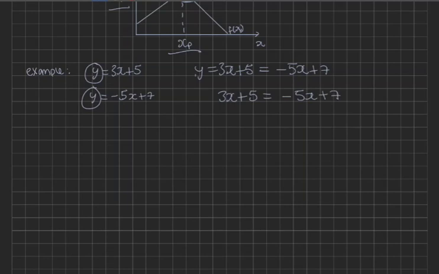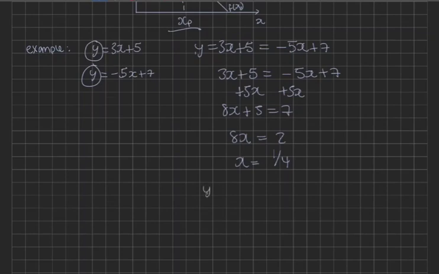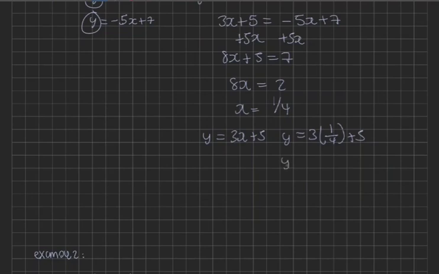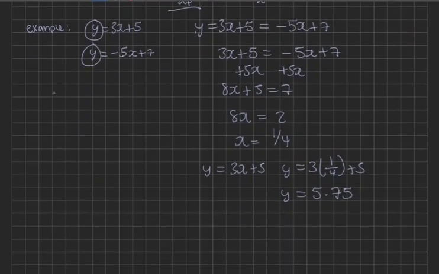If we add 5x to both sides, we get 8x add 5 is equal to 7. 8x is equal to 2 because we're minusing 5 from both sides, and we have x is equal to 1/4. So to get the y value, we have y is equal to 3x add 5, and x is 1/4, so y is equal to 3 times 1/4 add 5. So that's 5.75 because it's 3/4.